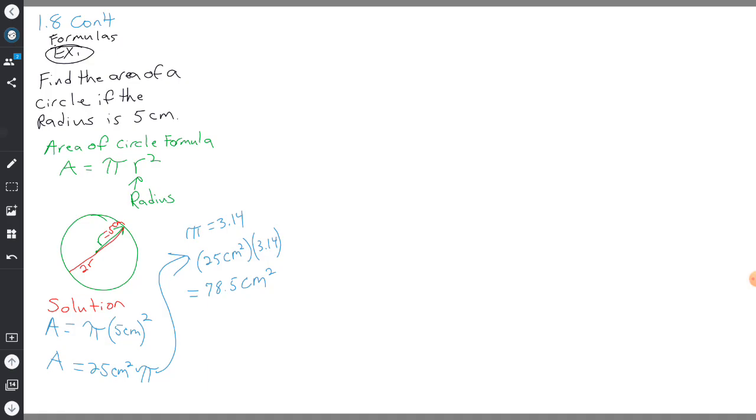As long as a problem gives you or asks you to use the value of 3.14 for pi, then you know how to go back and substitute it in.